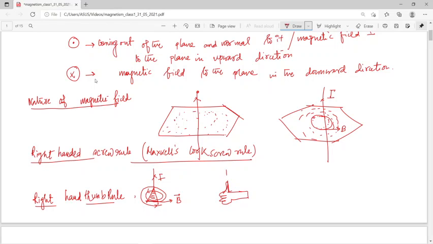So if you say that this thumb will give the direction of current, then the other fingers, that means if a current carrying conductor is imagined to be held in the right hand, such that the thumb points in the direction of current, then the tips of the curled fingers encircling the conductor will give the direction of the magnetic field lines. So that is the same thing, whether you are using the right handed screw rule or the right hand thumb rule, both are giving you the same thing.